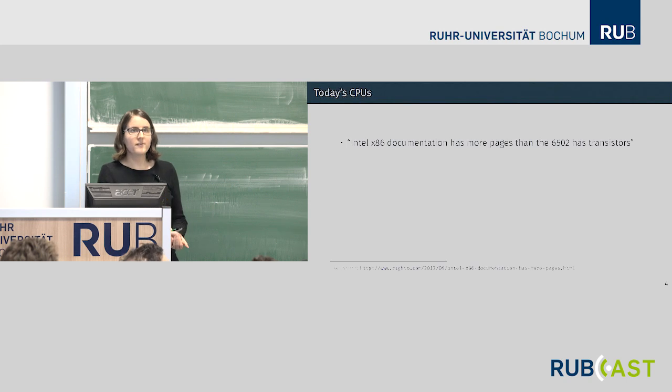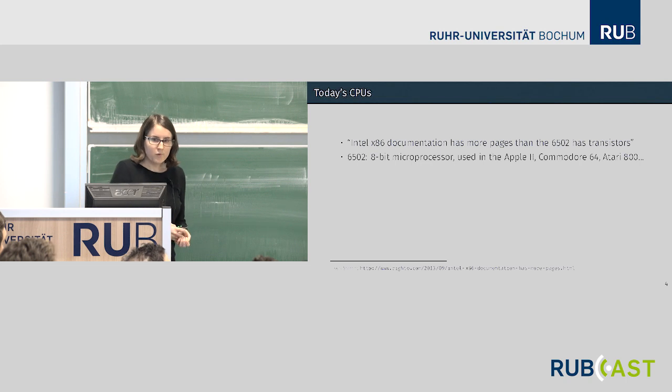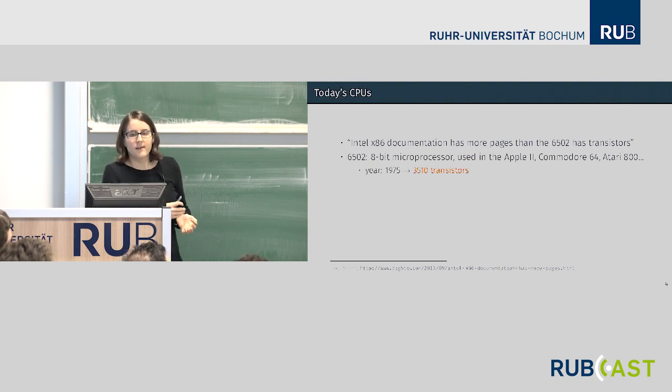There is this great fact that I really like, that the Intel x86 documentation has more pages than the 6502 has transistors. The 6502 is an 8-bit microprocessor that's actually quite old. I'm not going to lie, it was very much too old for me. I looked everything up on Wikipedia. It was used in the Apple II, and some derivative was also used in the Commodore 64 and in some Ataris. It was in the year 1975, and it had around 3,500 transistors.